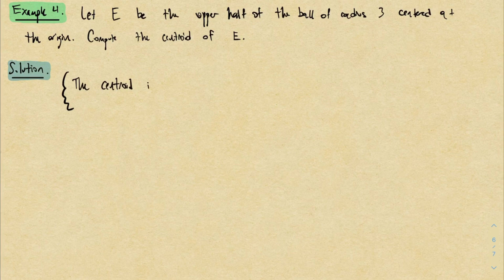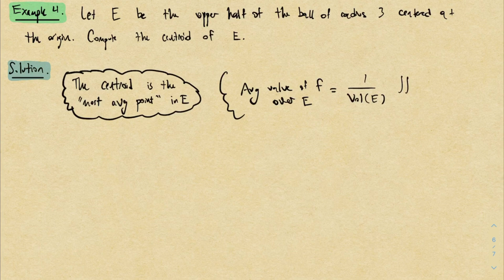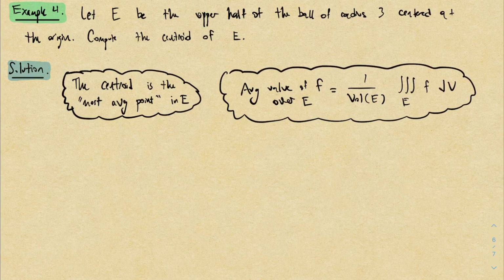It's just the most average point in the region. In other words, it's the average of all of the x coordinates, all of the y coordinates, and all of the z coordinates, respectively. How do we compute such a thing? Well, the next thing to recall is how we compute the average value of any function. If we're working in 3 dimensions, which we are in this case, the average value of a function f over some region E is given by the integral of that function divided by the volume of E.